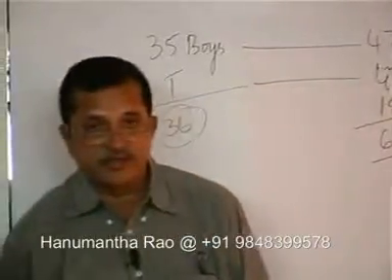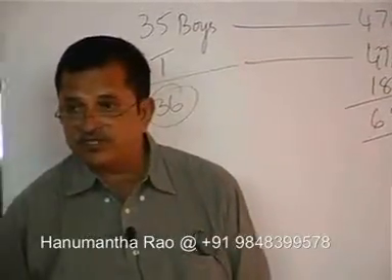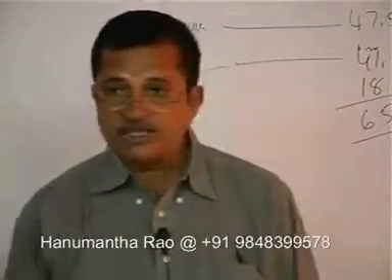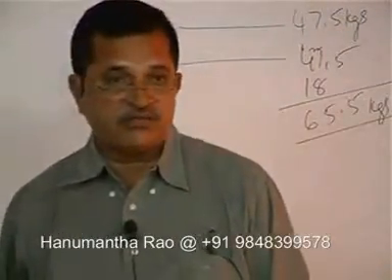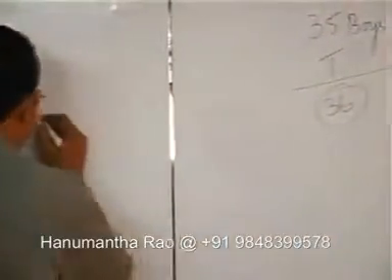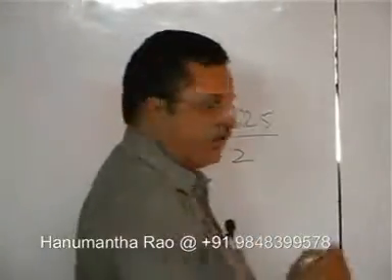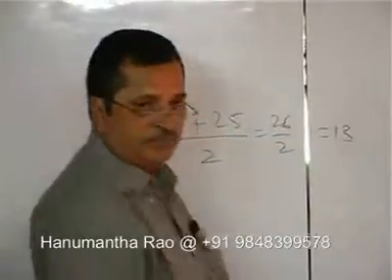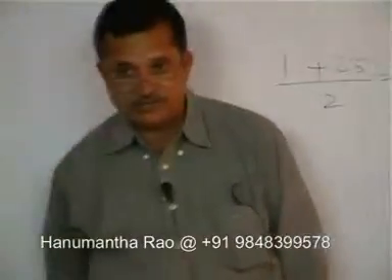Suppose, what is the average of the first 25 natural numbers if you ask? What is the answer? Very simple. First number plus last number by 2. 1 plus 25 by 2 means 26 by 2, that equals 13. Average of the first 25 natural numbers.